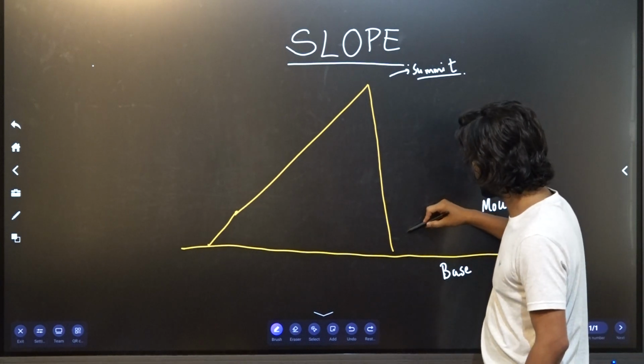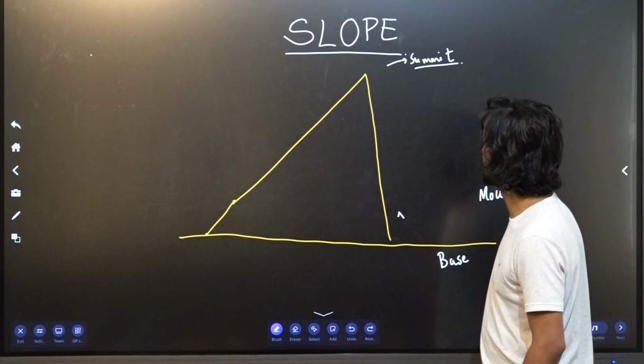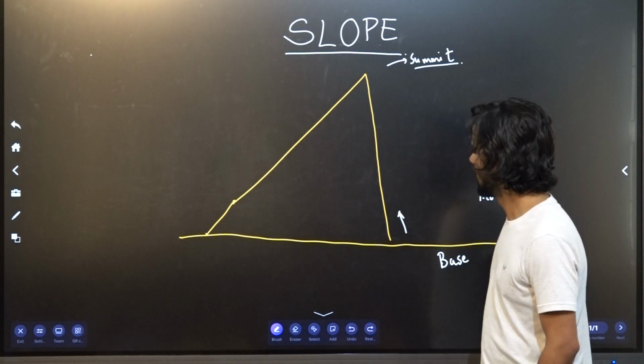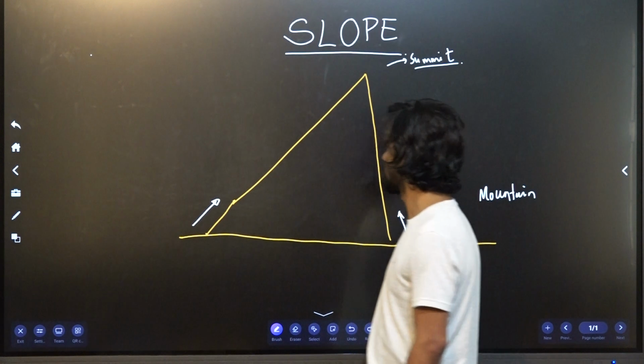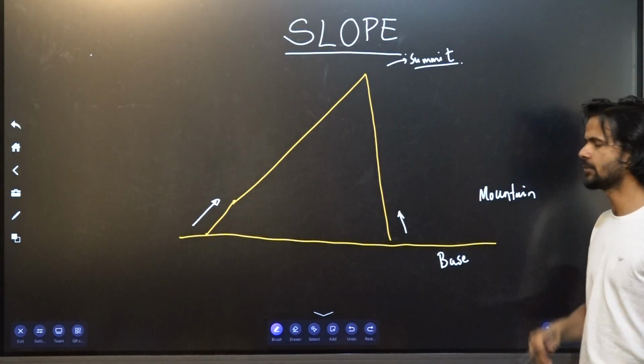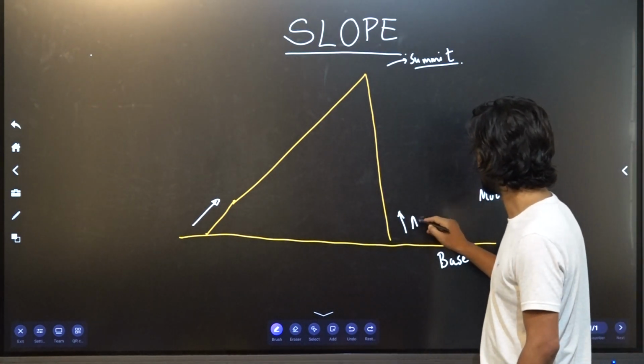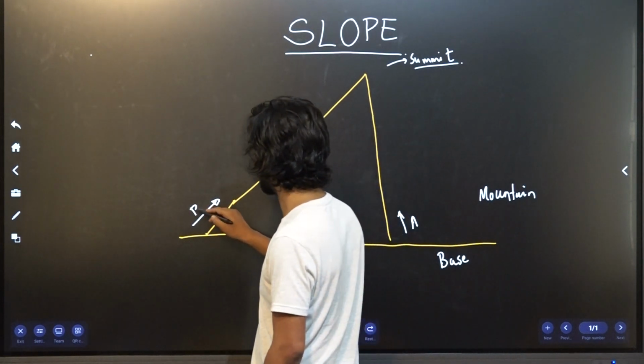One is this one, and the other one is this one. What is the difference between path A and path B?